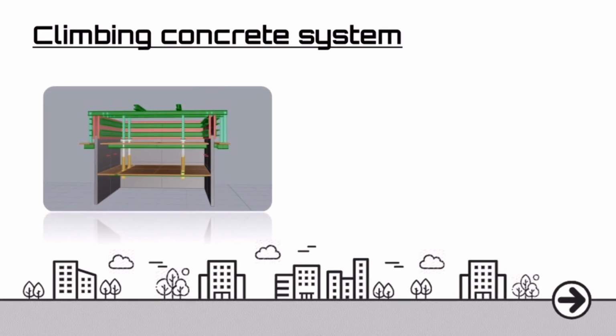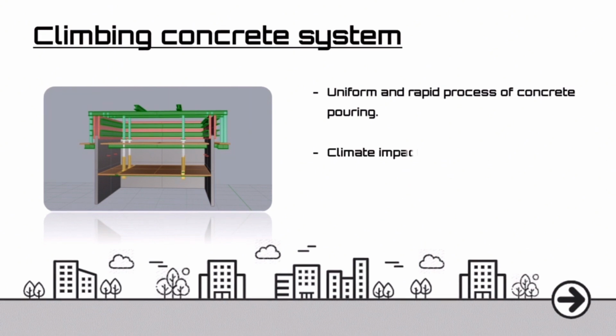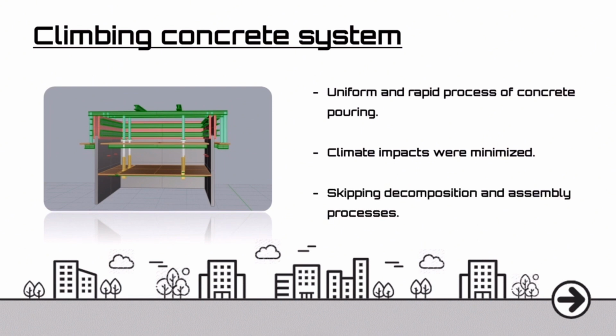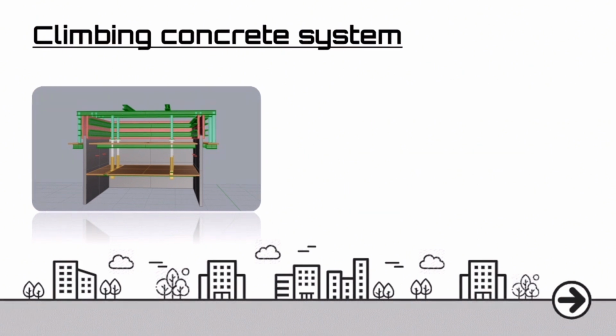Climbing systems contributed greatly to the uniform and rapid process of concrete pouring to build the core of CCTV with improved integrity and increased strength. Furthermore, even in Beijing's climate with high wind and high weather fluctuations, climate impacts were minimized and uniform concrete strength expression was achieved by skipping disassembly and assembly processes through automated systems.